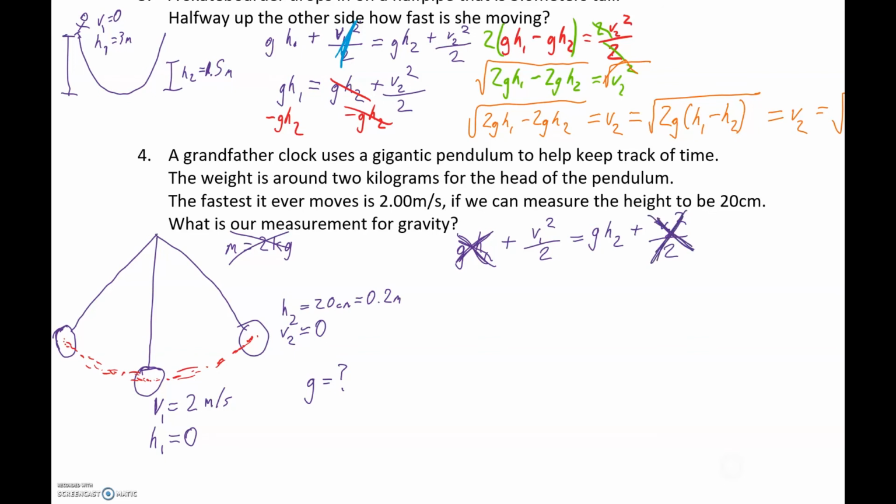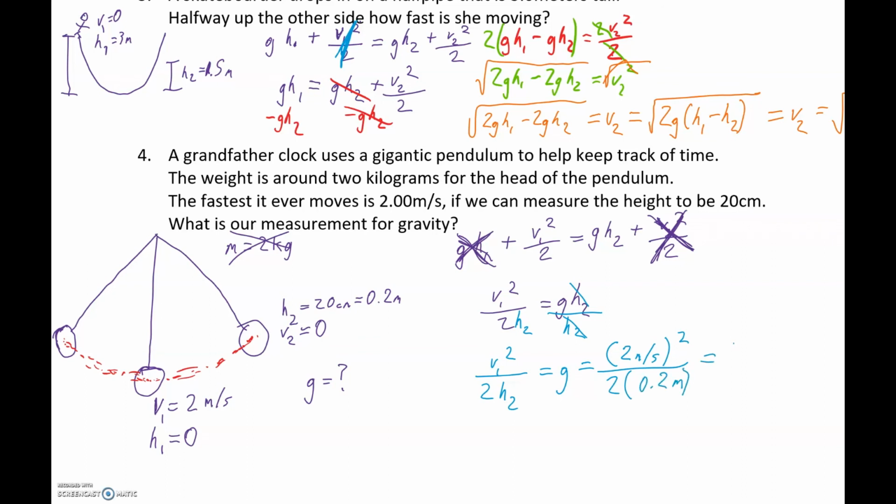So now we're just simply left with v1 squared divided by 2 equals gh2. And if we're looking for the g, then we're going to divide by h2 on both sides. And so now we're left with v1 squared divided by 2h2 equals g. So now we can just plug in our numbers. So v1 is 2 meters per second. We're going to square that. The bottom of our fraction is 2 times the h, which is 0.2 meters.